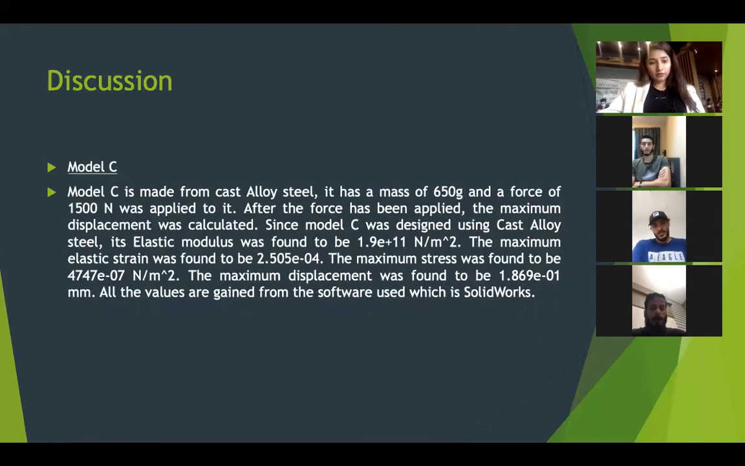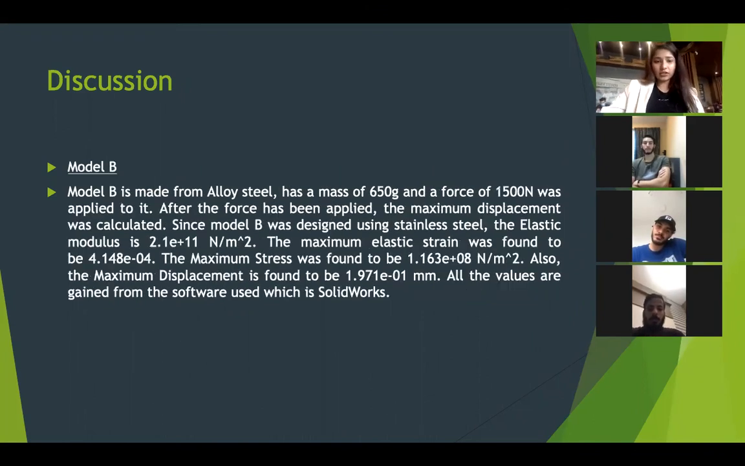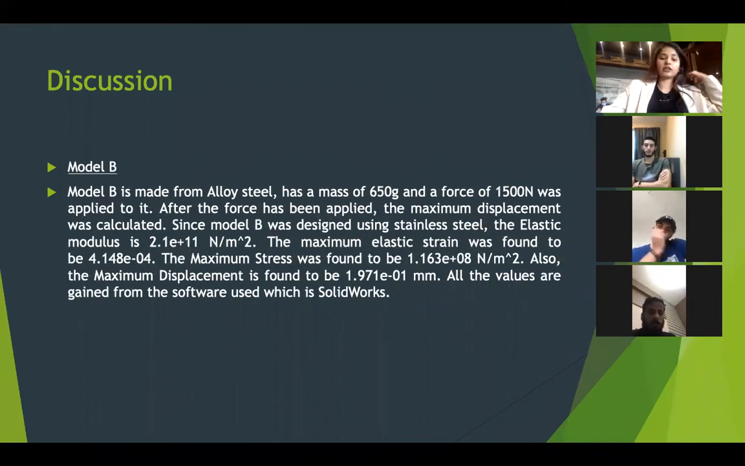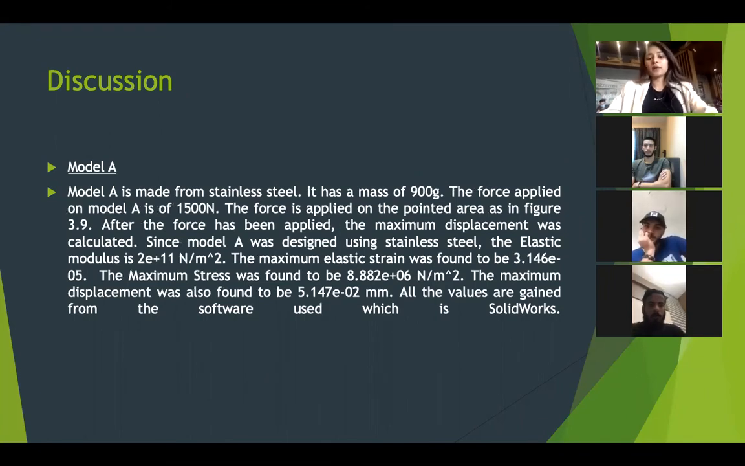And now finally model C, cast alloy steel, with a mass of 650 gram and a force of 1500 Newton. What is the most important thing for us to consider is, of course, the maximum elastic strain, which is 2.5 times 10 power minus 4, which is again larger than model A. And the displacement as well is 1.869 times 10 power minus 1, which is again larger than model A, which is times 10 power minus 2.